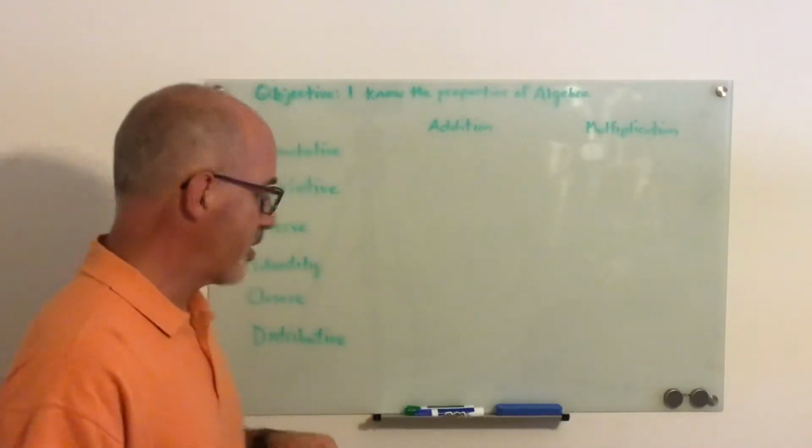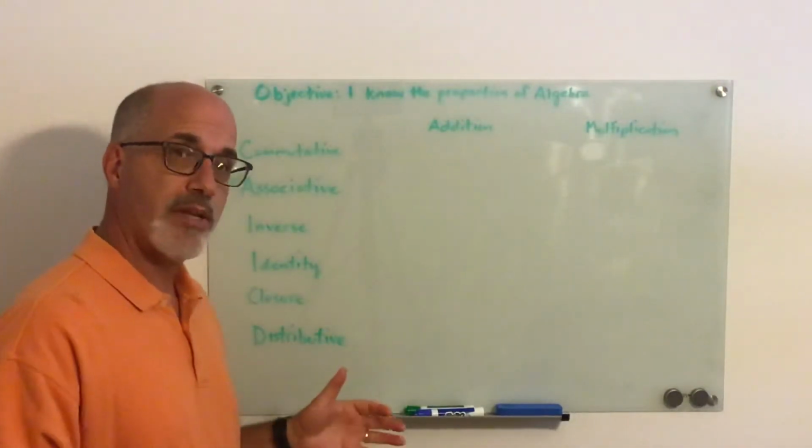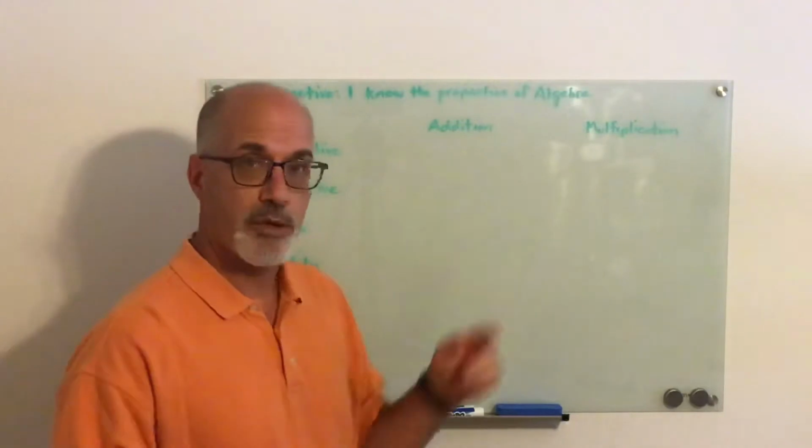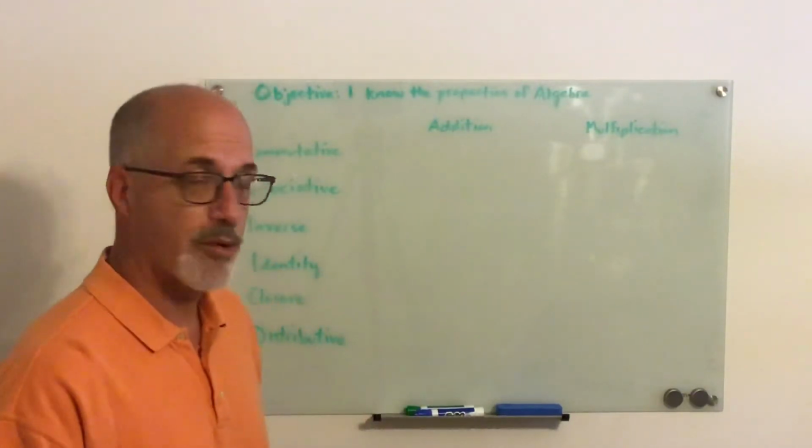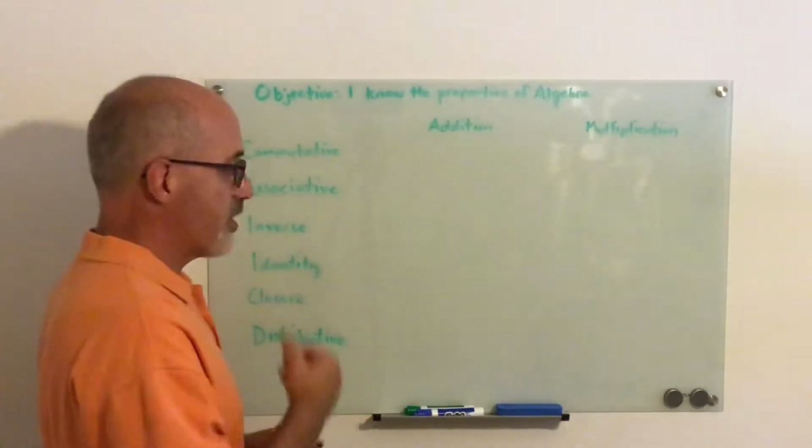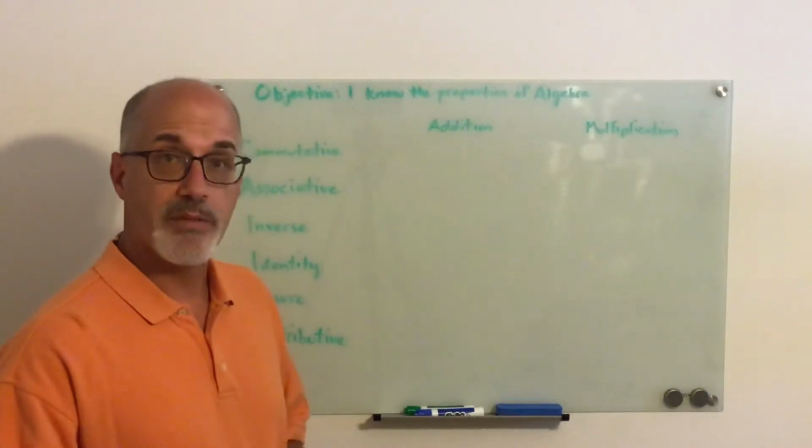The only exception to that is this last one. The distributive uses both addition and multiplication, and we'll get to that in just a moment. But let's talk about each of these. First of all, the commutative property.